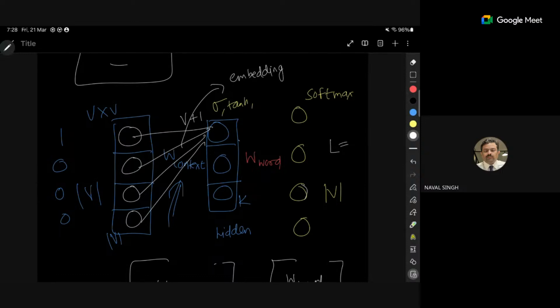Are they better than the V cross V matrix? Is there anything good about this W which was not there in the V cross V co-occurrence matrix? You can use a co-occurrence matrix also, but here I use a one hot matrix. You can use a co-occurrence matrix, that is also okay.